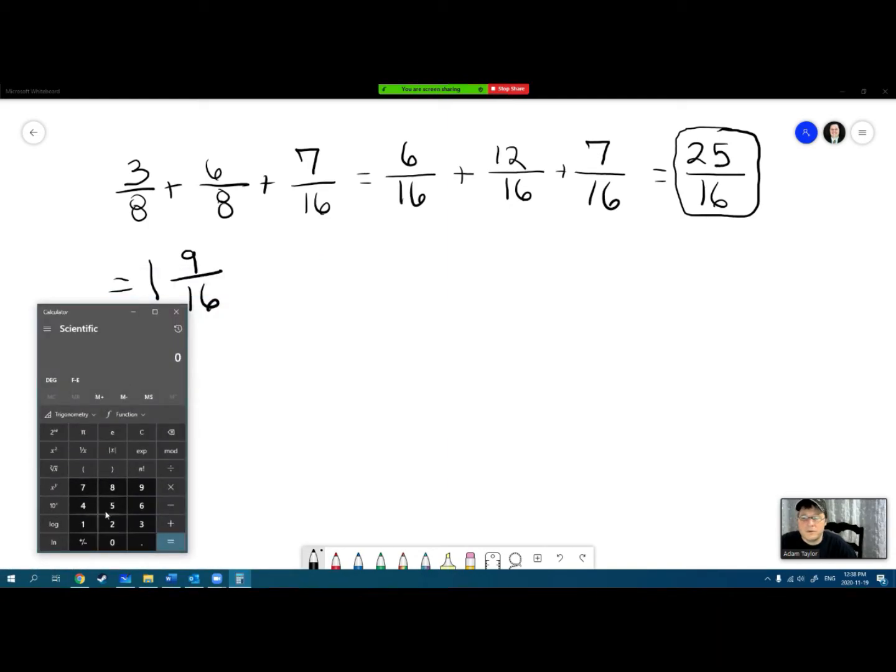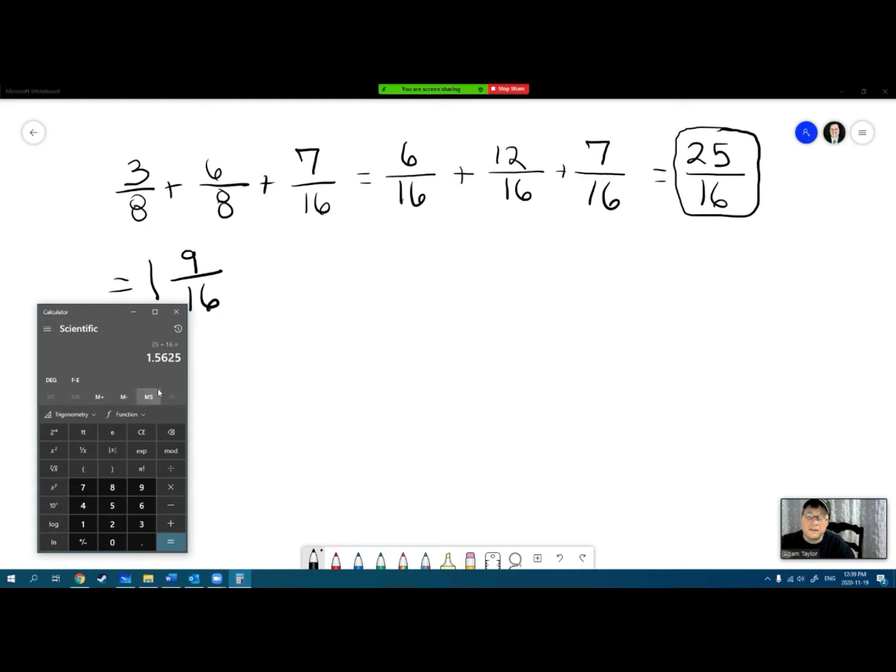So just to show you, if on a calculator we did 25 divided by 16, it says that we get 1.5625. So this number here is the whole number, right? 16 goes into 25 only once, so we write that here. But there's a remainder. So how do we rewrite this decimal remainder as a fraction? Well, we learned how to do that last week.